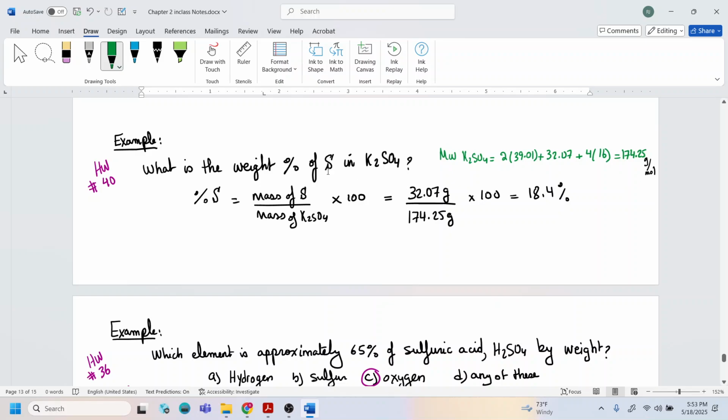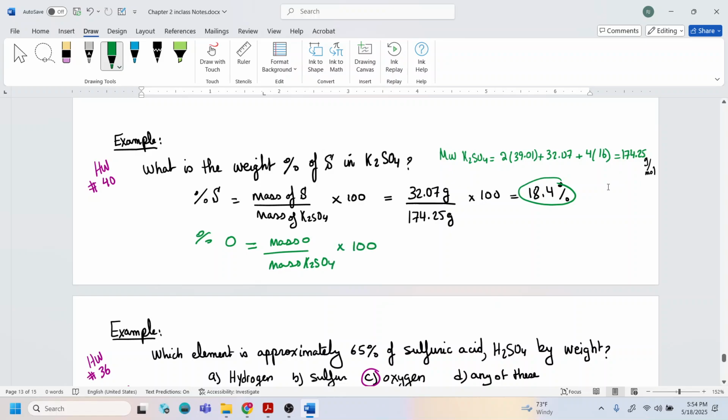Go to the periodic table and get the mass of the sulfur. It's 32.07, and it's one sulfur, so you don't have to multiply the answer by anything. It's just 32.07 divided by the mass of the whole molecule times 100. So the percentage of sulfur is going to be 18.4. If I ask what's the percent of oxygen in this structure, then you go by the mass of the oxygen divided by the mass of the K2SO4 times 100.